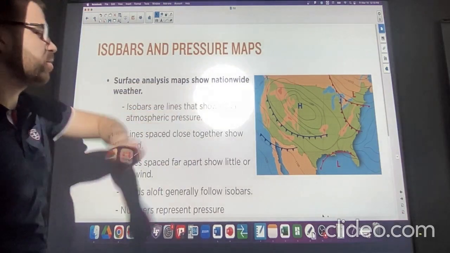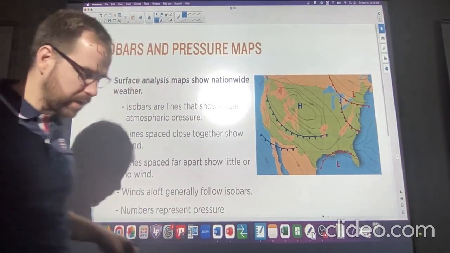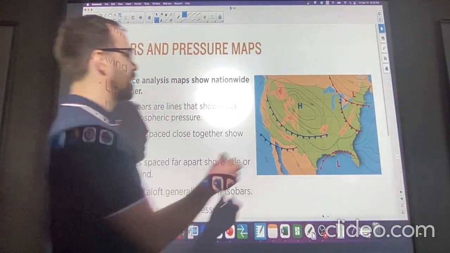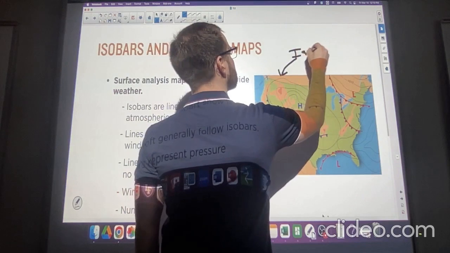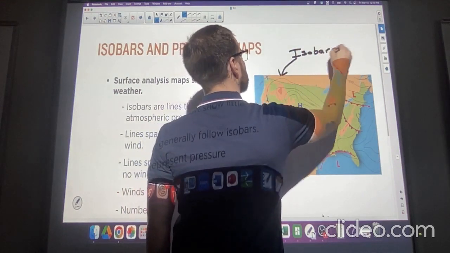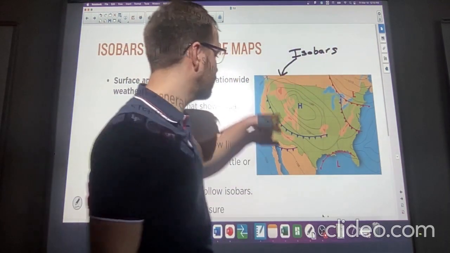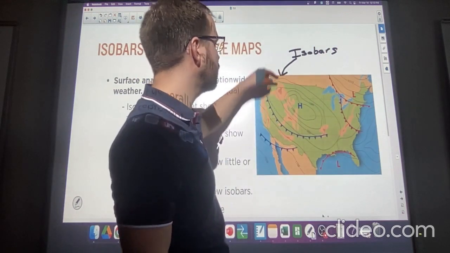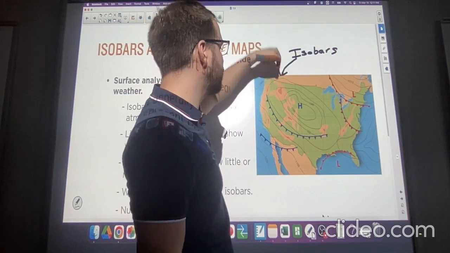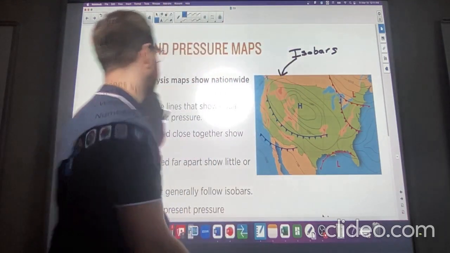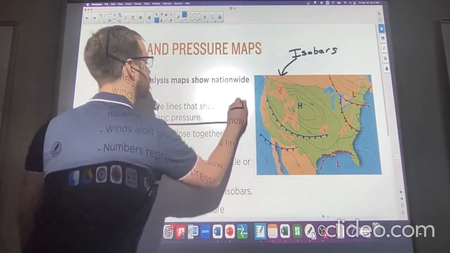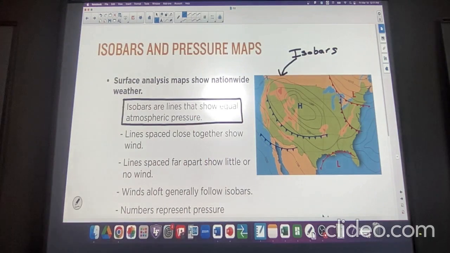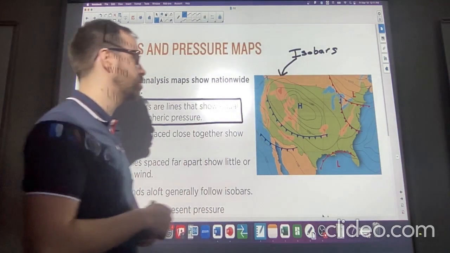These are what isobars look like. These black lines here are isobars. They're saying everything along this black line has the same pressure, so what's inside must be higher pressure, and what's outside must have lower pressure. So they show equal pressure, or you could say they're separating two different pressures.